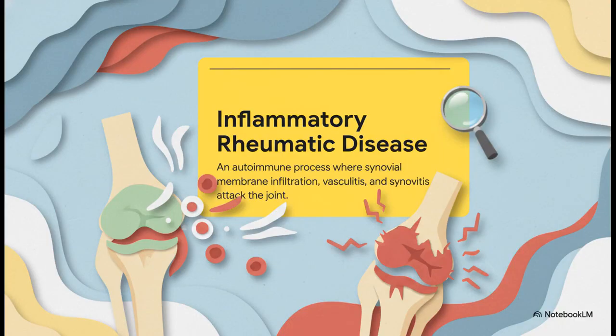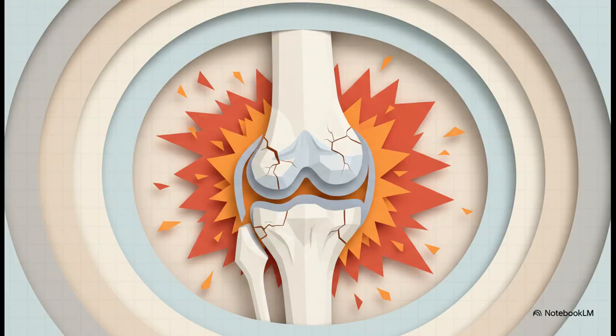So what are we really talking about here? Well, these diseases, with rheumatoid arthritis being the classic textbook example, are all about an autoimmune assault. It's friendly fire. Your body's immune system mistakenly goes after the synovium, that's the lining of our joints. This triggers this chronic inflammation we call synovitis, and it can even hit the blood vessels, which is vasculitis. And when that inflammation is just allowed to run wild, well, the result is pretty devastating.